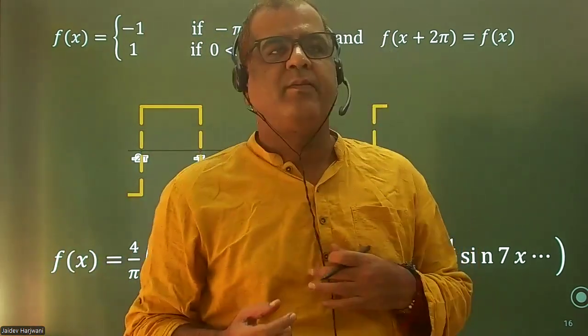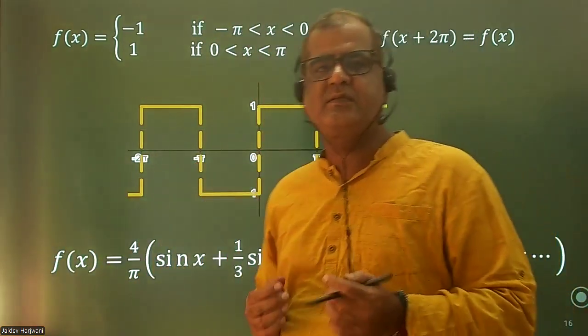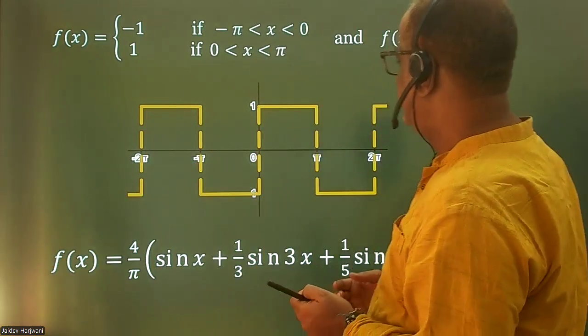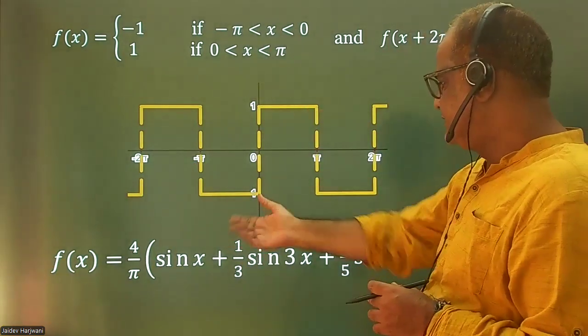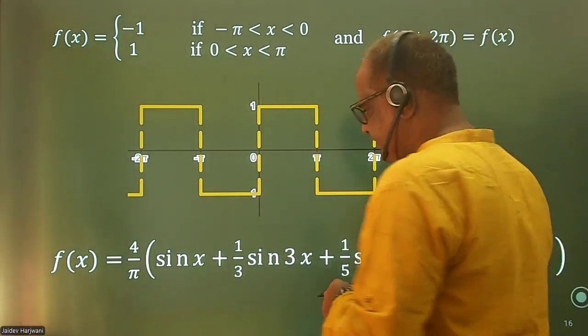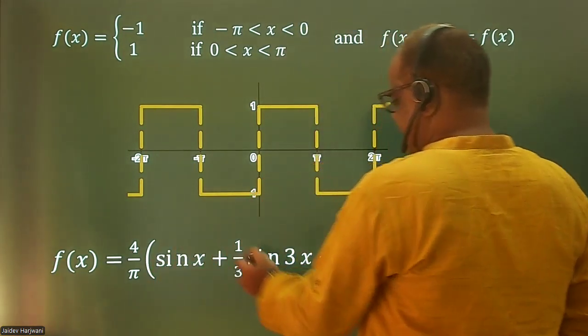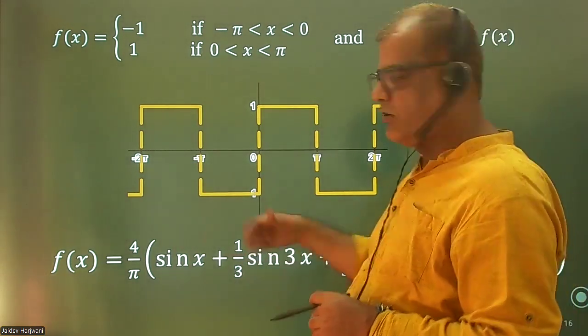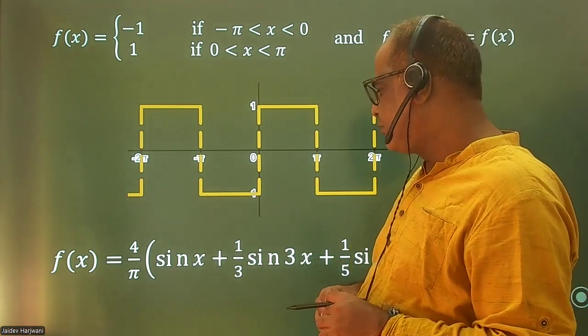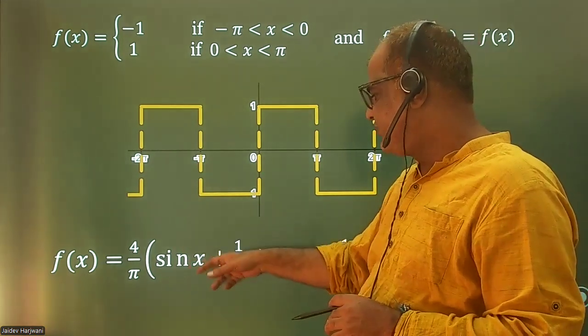Hello students, welcome back. In the last class, we have seen the Fourier series of square wave can be written in this manner, where you have these sin x, sin 3x, sin 5x. These all are odd harmonics. So this is the first harmonic.